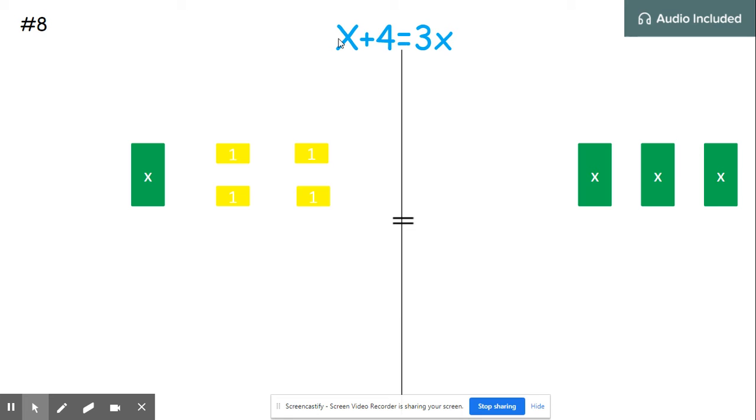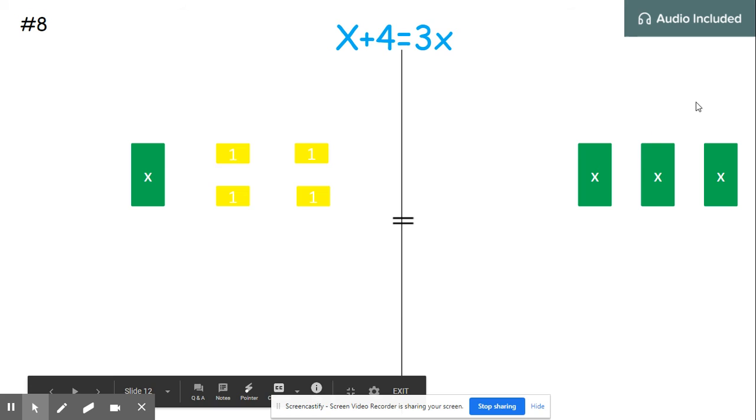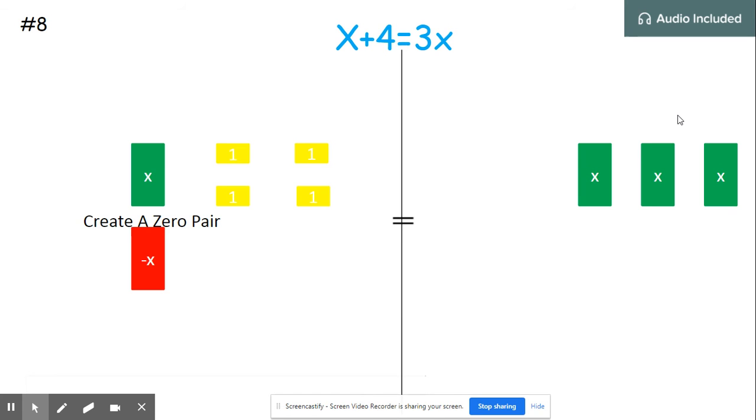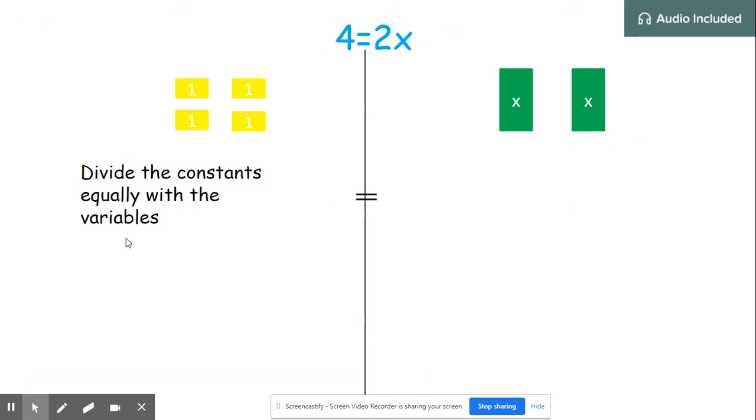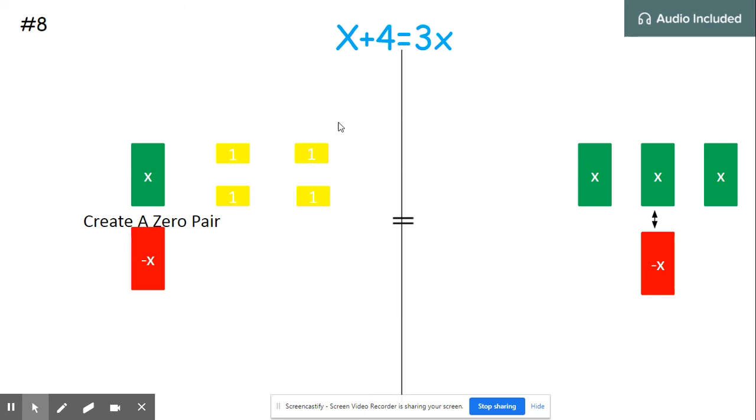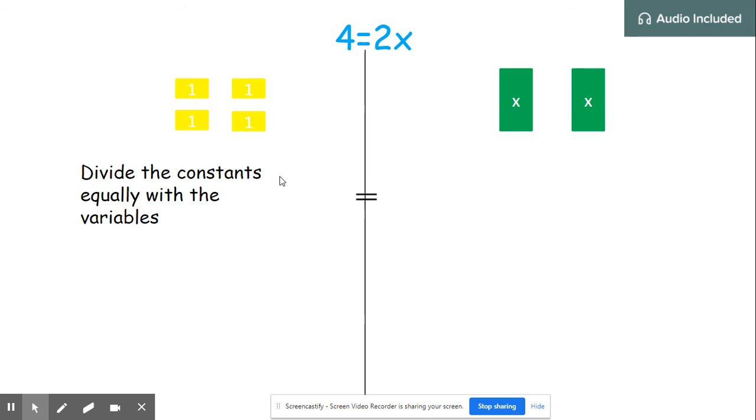Now I have to create zero pairs. I want to know the value of 1x. So I'm going to put my x's with my x's. Create a zero pair, create a zero pair. 1x minus 1x is going to give me 0. Now I have to subtract it on the other side as well, so I'm left with 4 = 2x.